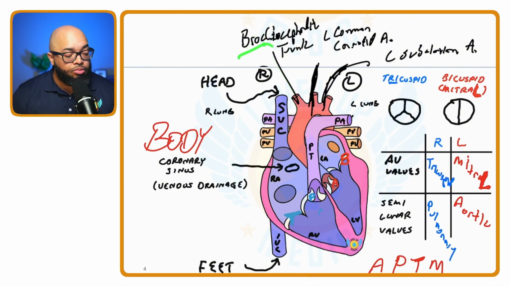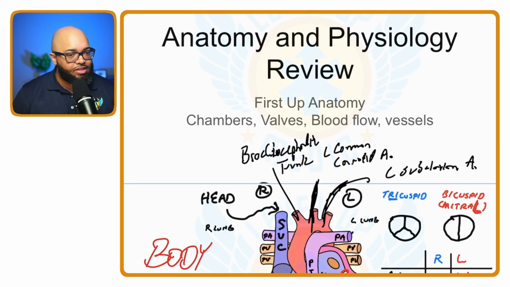Let's break that down. Brachio pertains to the arms. Cephalad pertains to the head. So pertaining to, for instance, the right arm and the right portion of the head, that's the brachiocephalic trunk. Now, where we have this left common carotid artery, let me give myself a little space here so I can draw this out for you.